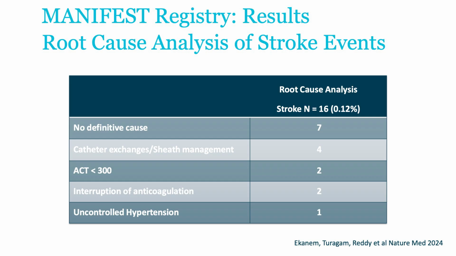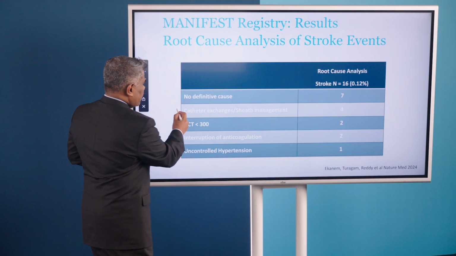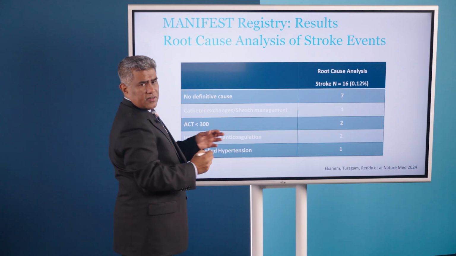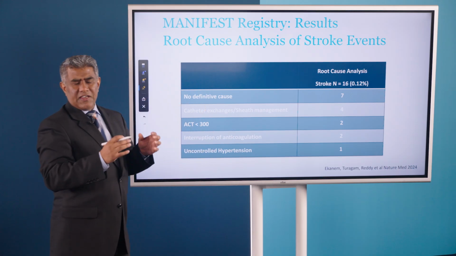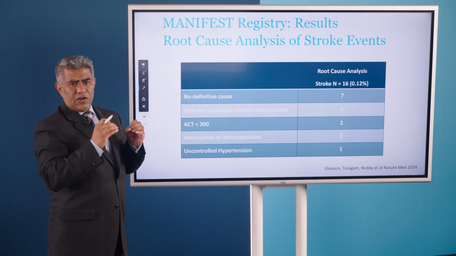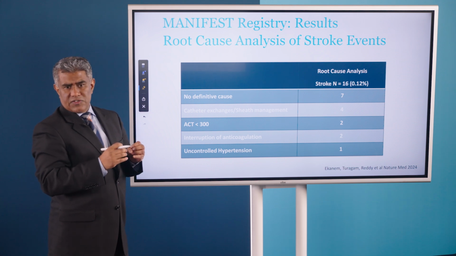This is just an example from the MANIFEST registry to show you that strokes happen not just from left atrial manipulation or clot formation, but catheter exchanges and sheath management are equally important causes of strokes. And having a dedicated workflow on how you manage sheaths is important to reduce this risk.